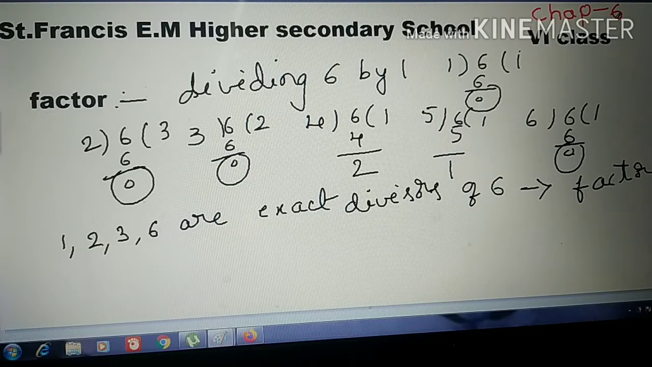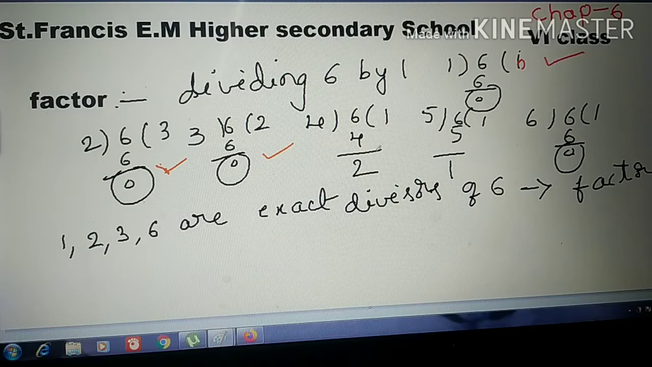What is a factor? If you observe here, dividing 6 by 1, you are getting 0 remainder. Now see, dividing 6 with 2, you are getting 0 here, right? Now with 3, I am dividing 6. Here also you are getting 0. So 6 is exactly divisible by all these numbers.